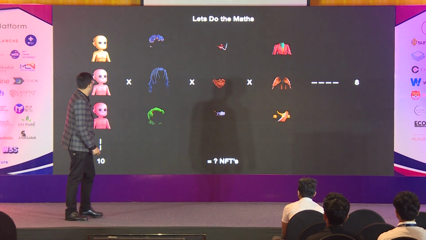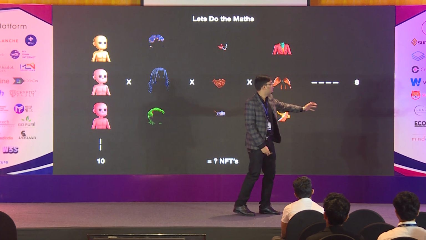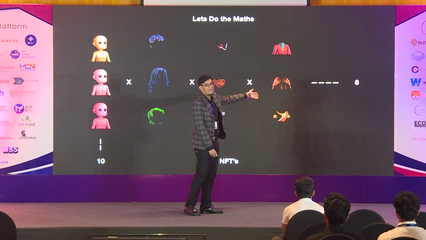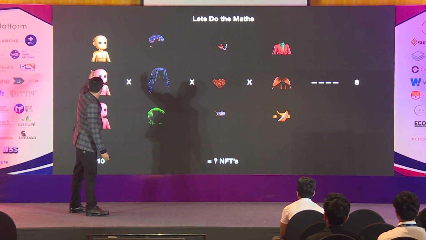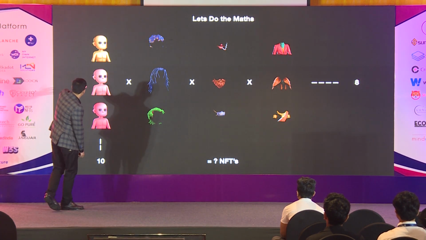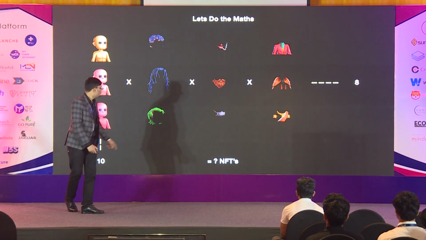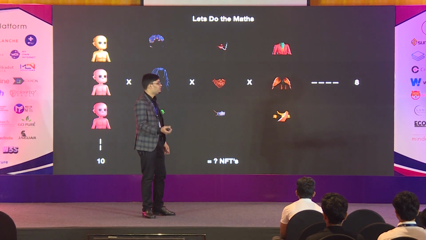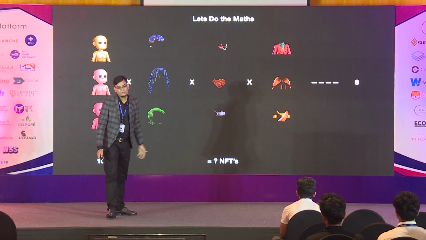Then, let's say if we have a total of 8 attributes: body, hair, beard, cloth, accessories, something else. And if we have 10 of these variations for each one, so yellow body, pink body, red body, green body, blue body, doesn't matter. So now the question is, how many NFTs will I get? The multiplication was simple, 10 into 10 into 10 or whatever.